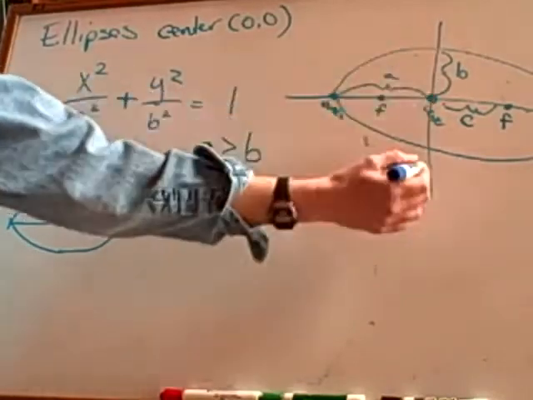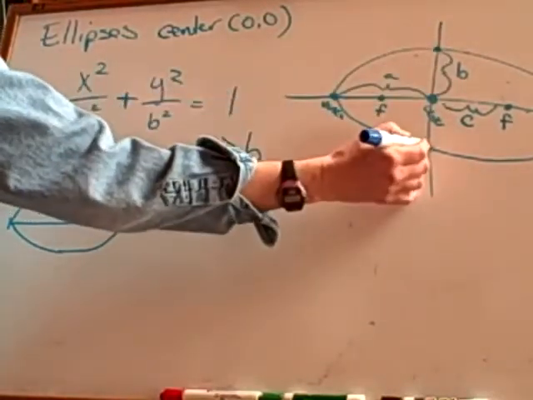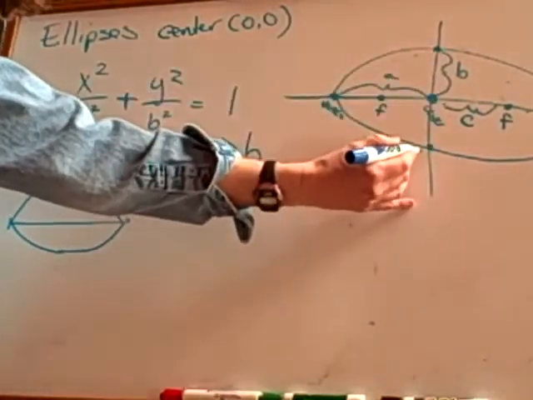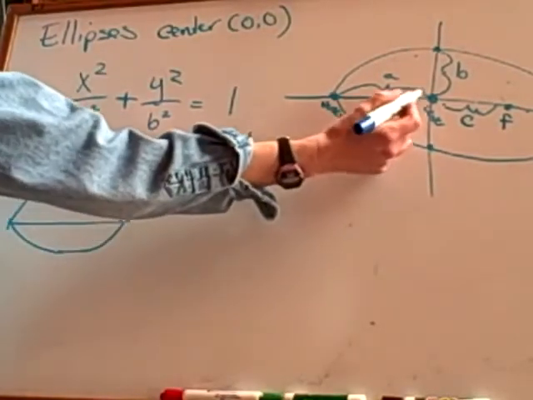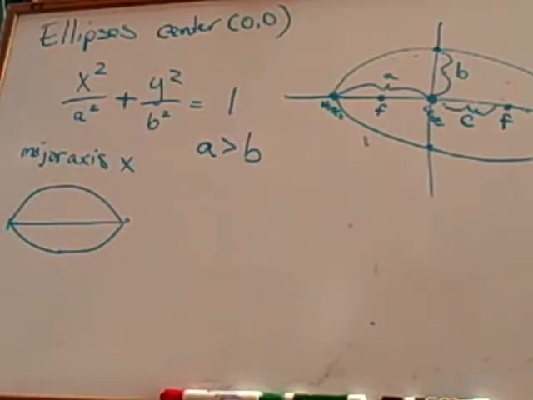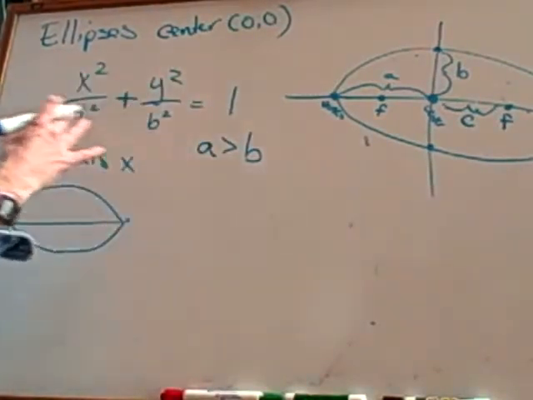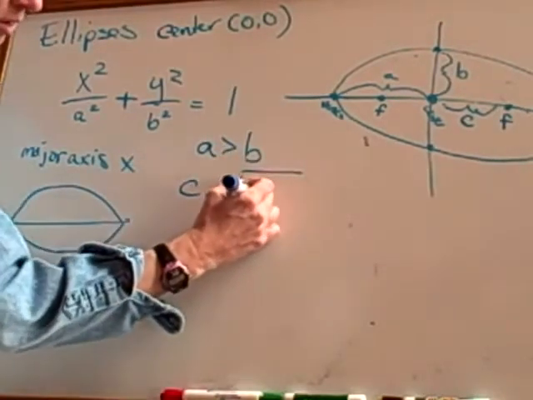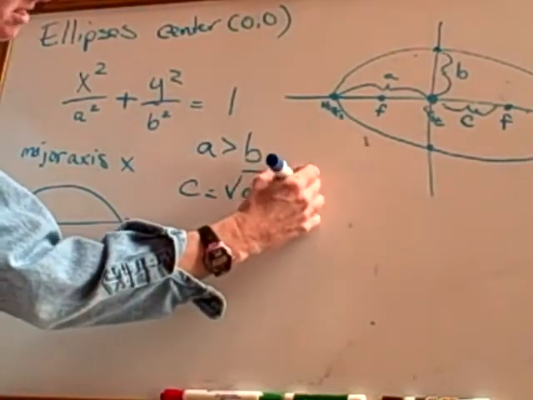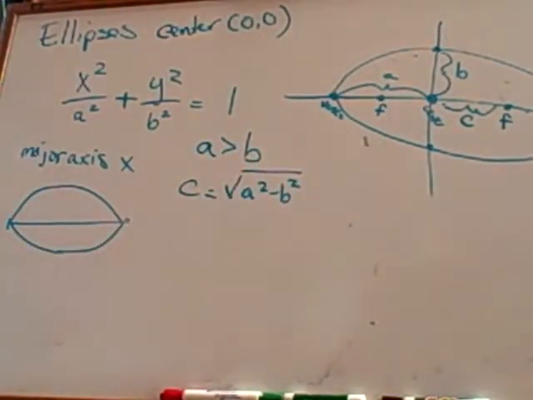Okay? This would be my minor axis, from up here to down here. The length of that would be 2B. Half my minor axis would be B. The length from the focus to the center is going to be my C. What you need to know in order to relate A, B, and C together is that C is equal to the square root of A squared minus B squared.